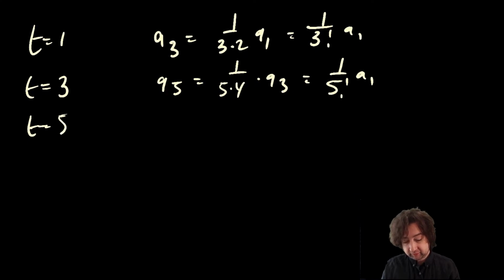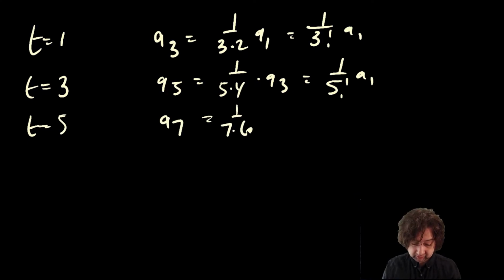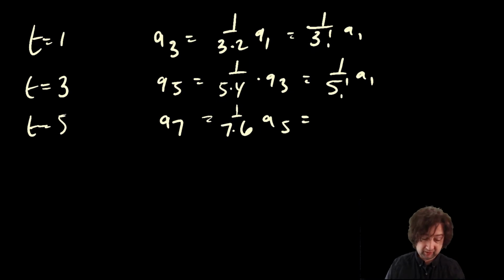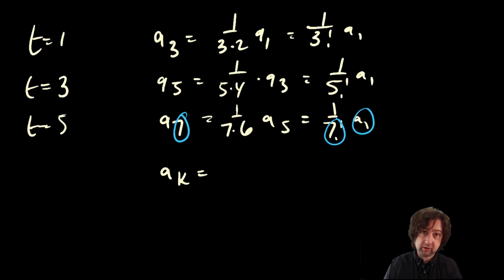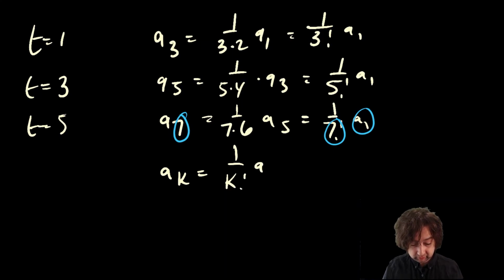If I put in t equals 5, likewise, I get a7 is equal to 1 over 7 times 6 a5, but I know a5, and 7 times 6 times 5 factorial is 7 factorial, so I get 1 over 7 factorial a1. And what that means to me is that when t is odd, I get a relationship that looks like a_k is equal to, well, this matches this, and all of these are in terms of a1. So a_k is equal to 1 over k factorial a1. And that means we can write our power series as, remember, these are odd terms, and a3 goes with x to the third, and a5 goes with x to the fifth.